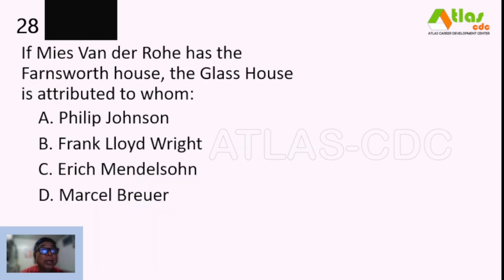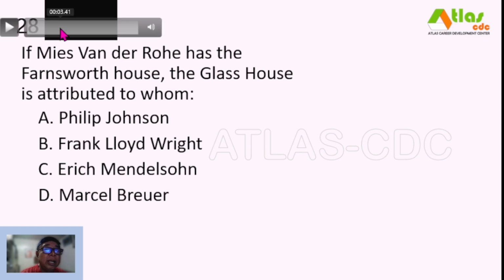Number 28. If Mies van der Rohe has the Farnsworth House, the Glass House is attributed to whom? A. Philip Johnson. B. Frank Lloyd Wright. C. Erich Mendelsohn. And D. Marcel Breuer.